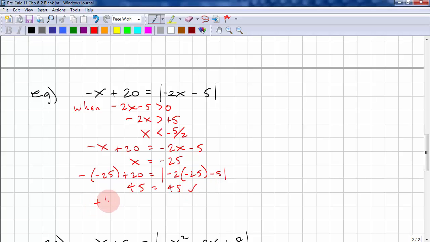And our answer is positive. So this x equals negative 25 is less than negative 5 over 2, so it's in our domain. And here we're just checking by plugging it in. And we also know that this left-hand side is positive.